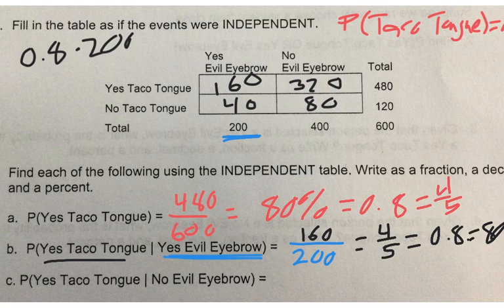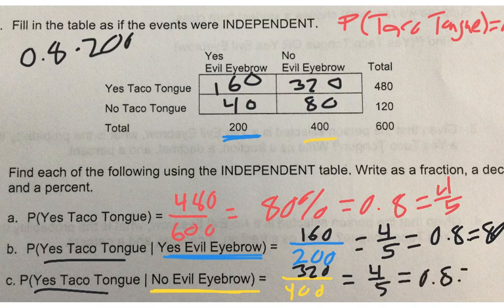And then when I look here at the last one, what's my subset I'm looking for? Only the people that said no evil eyebrow. So how many is that? 400. And out of those 400, how many were yes to taco tongue? About 320 of those 400. So 320 over 400 reduces to 4/5 or 0.8, or 80%.